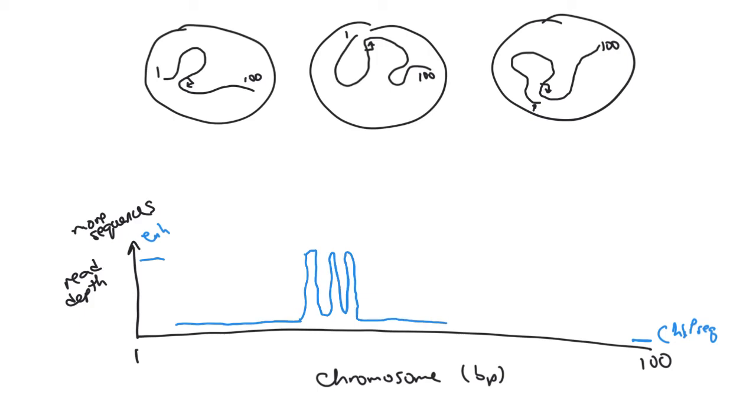Now, in one of these three cells, there is a random association between two other parts of the chromosome, but it's only present in one of these three example nuclei. So when we get to that part of the chromosome, we might see a tiny peak, but not as tall as some of the other regions.